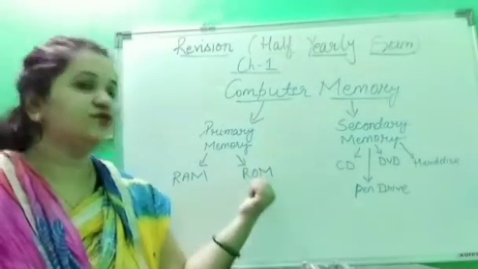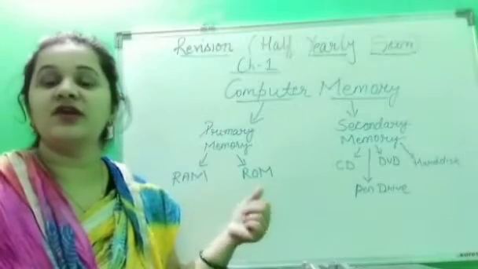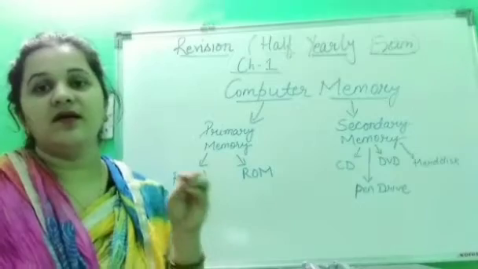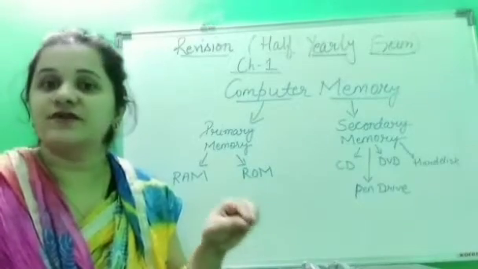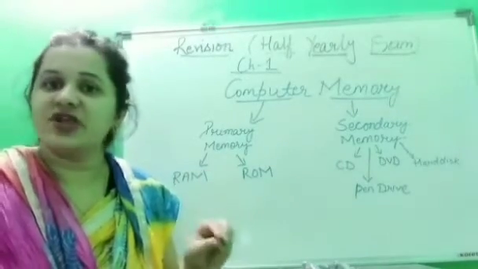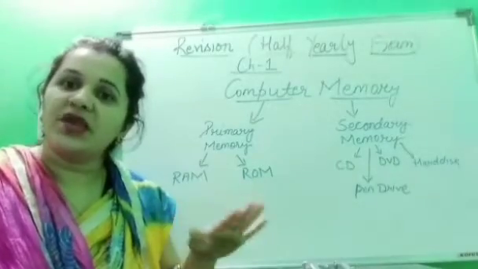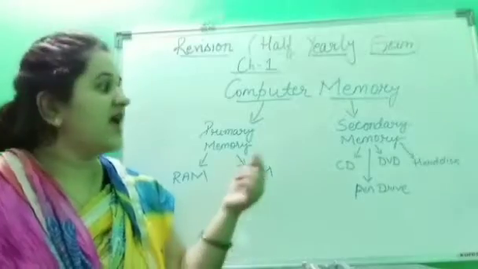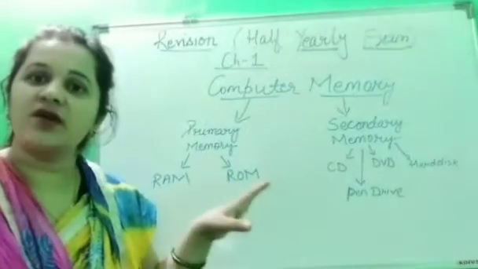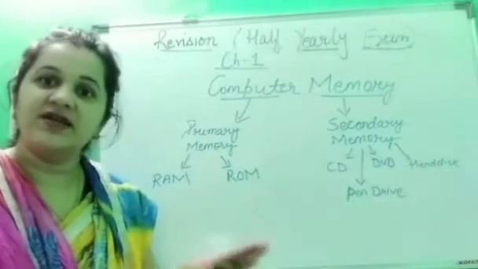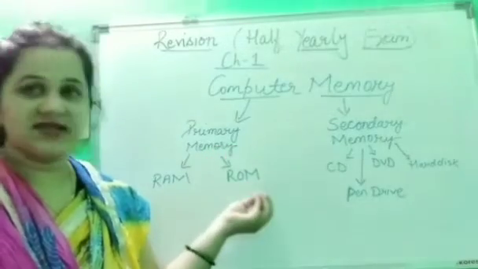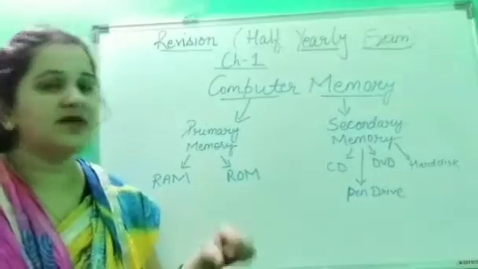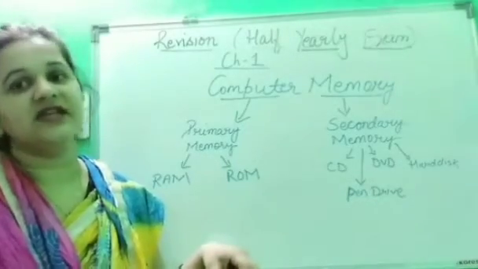Now children, in ROM, read-only memory, those programs are stored which you cannot change. The set of instructions which you cannot change. In ROM, we can only read the data, but we cannot write anything on it. Suppose MS Paint is a software installed in the computer, so we cannot change it. That data is stored here permanently. So that is why ROM is non-volatile in nature.